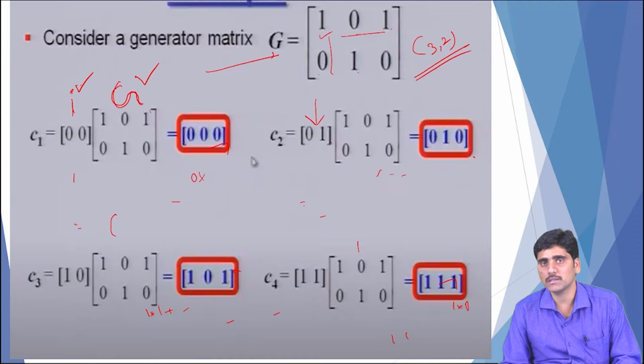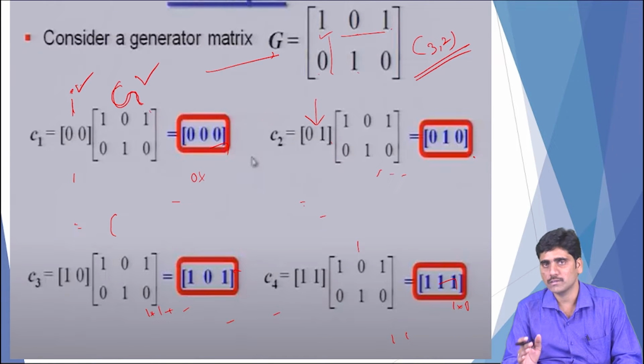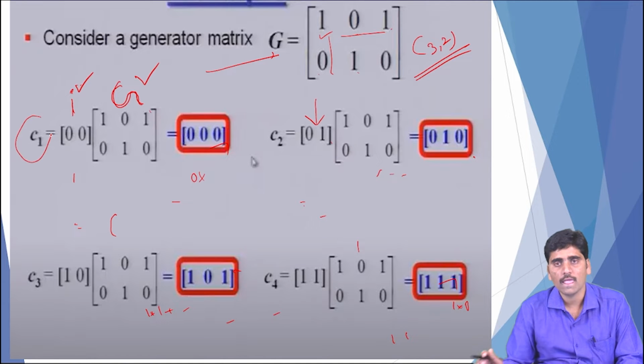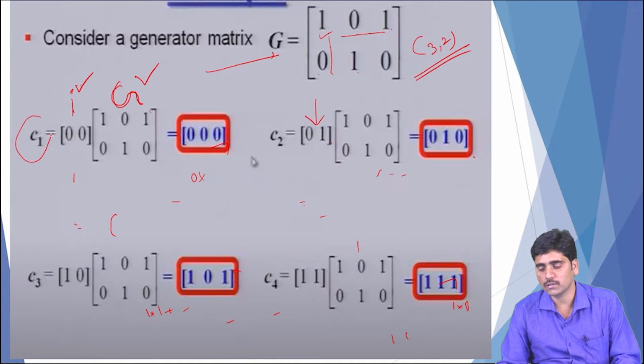And G is nothing but the generator matrix. You can take any matrix, not only 1 0 1 0 1 0. You can take 0 0 or 1 0 or 1 1, anything as the generator matrix. But in real time, the generator matrix is associated with the information bit and produces a new generated code. That new generated code is nothing but C. So this is the way you can understand this.